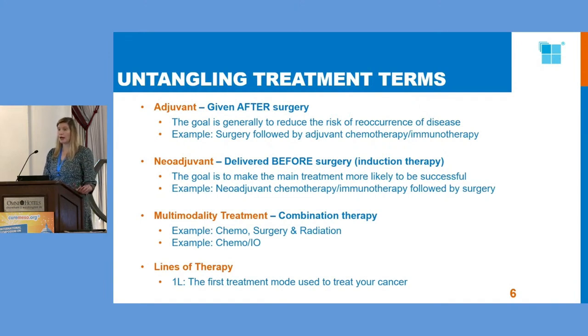In regards to lines of therapy, this talks about the treatments themselves. So the first chemotherapy that you ever get, or the first systemic treatment, I should say, is your first line. The next one is your second, et cetera, et cetera. You might see 1L noted. That's shorthand for first line.